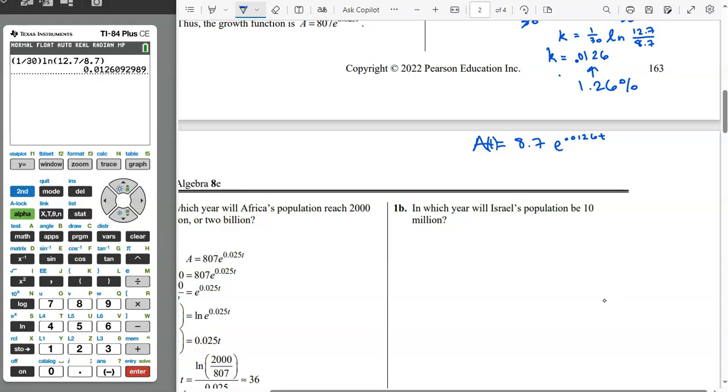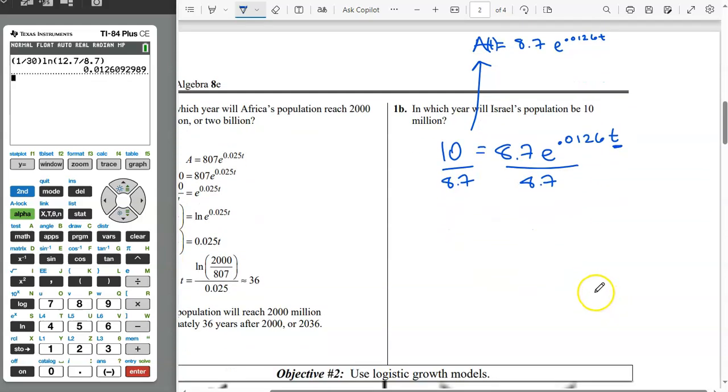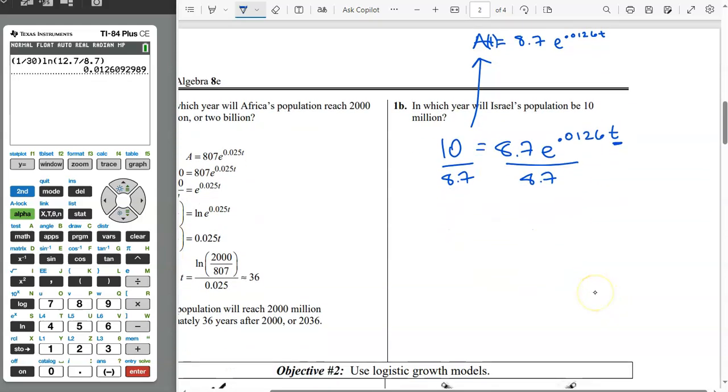So now if we're trying to answer a question like this, in which year will the population be 10 million? That means that A of t becomes 10, is 8.7 times e to the 0.0126t. And we're trying to solve for t so that we can get the year. So here we need to divide by 8.7 on both sides. And I'm going to scroll down a little bit more. So now we're going to have 10 over 8.7. These 8.7s cancel, equals e to the 0.0126t.